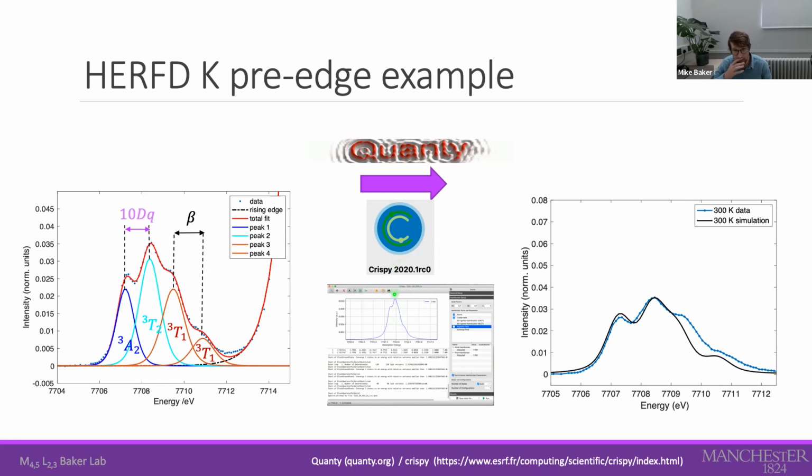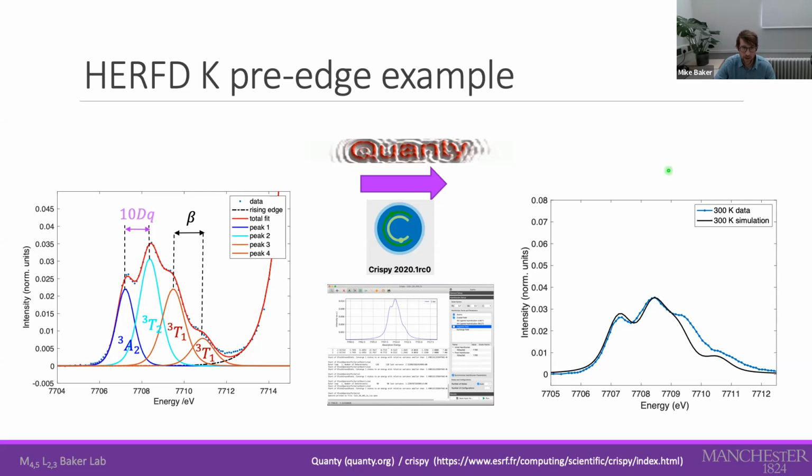Crispy is a graphical user interface for Quanty, the multiplet theory program. And I've also got the link to where you can find more information about Quanty. So I plugged in the value of DQ and beta that I came up with. And then here you can see the simulation nicely reproducing that pre-edge data.